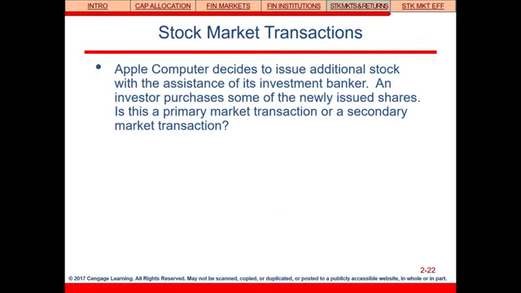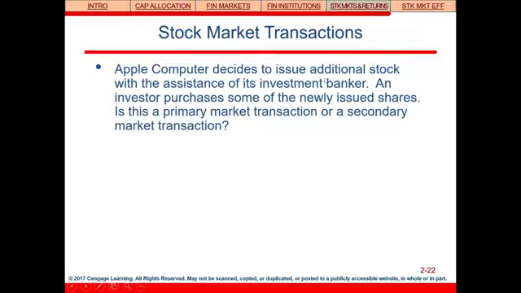Here's an example or some questions. Apple Computer decides to issue additional stock with the assistance of its investment banker. An investor purchases some of the newly issued shares. Is this a primary market transaction or a secondary market transaction? As we said before, to know whether it's a primary market or secondary market transaction, we need to know whether the company who wants to raise new capital is involved in the transaction or not.